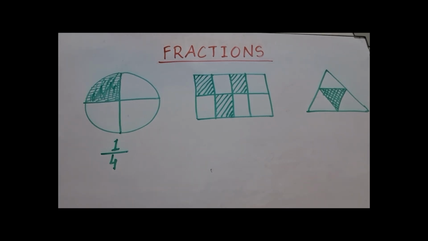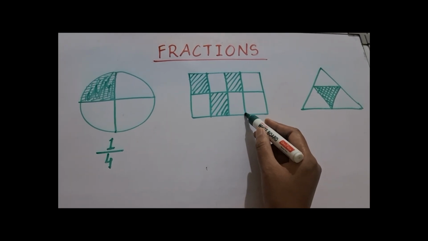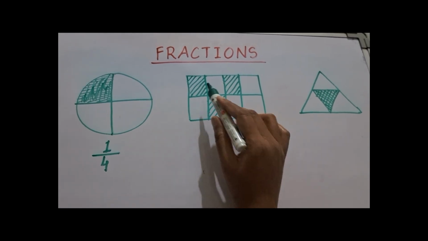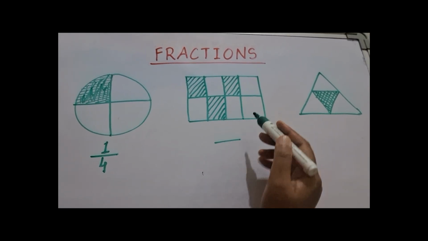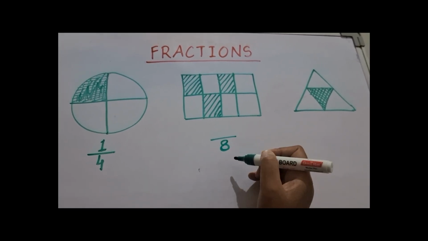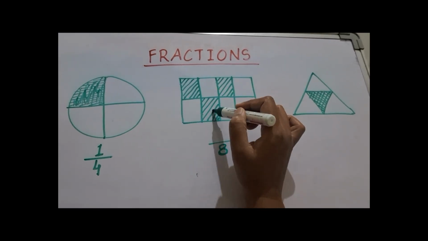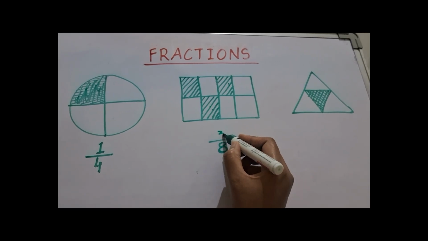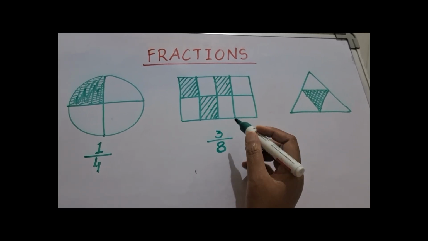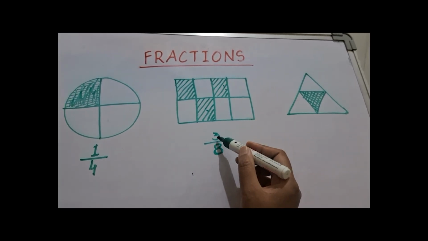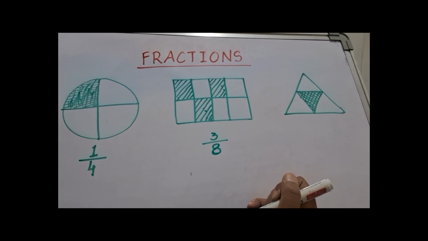Okay, children? Now, if we take this diagram, here total how many parts are there? 1, 2, 3, 4, 5, 6, 7, 8. 8 parts are there. So, we write the total number of parts in the denominator place. And the shaded parts, how many? 1, 2, 3. The shaded parts we write in the numerator place. So, now the shaded part of this whole is written as 3 by 8. 3 parts out of 8.